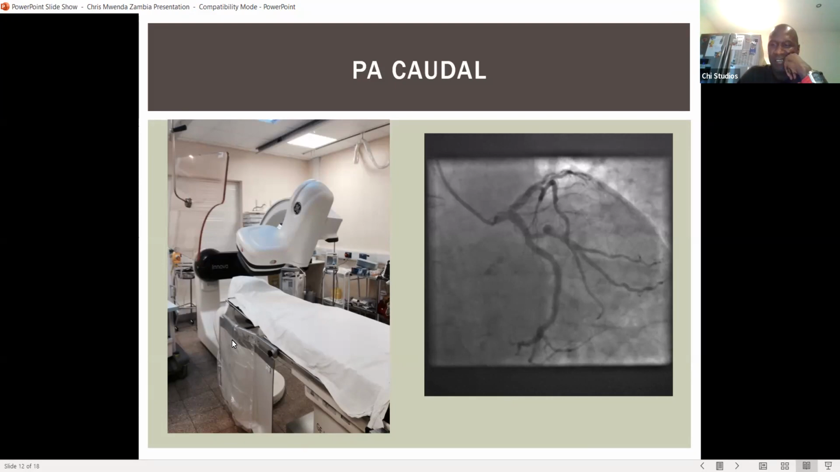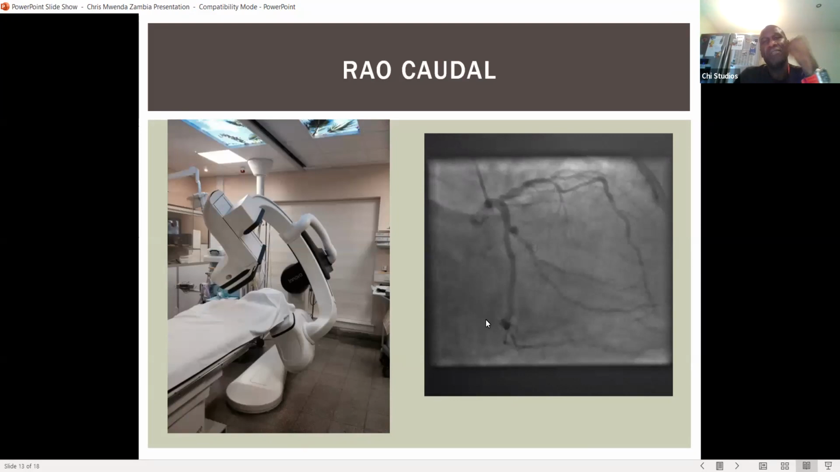Okay. There is another view here for the left. This is the left anterior oblique caudal. As I pointed out in the other section, the caudal views are used for the circumflex. So if you assess the circumflex, it looks okay. There is no blockage or narrowing. However, if you look at the caliber of the LAD, you can see it's diseased. There it is narrowed, so this needs further assessing.